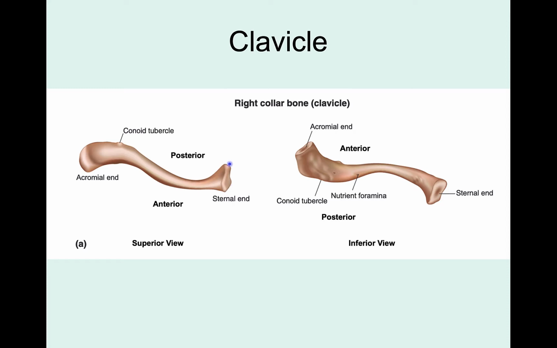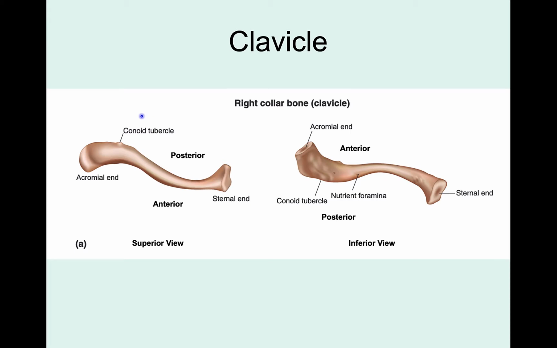Once you've found those projections, take your fingers and follow that bone. What you'll find is that that bone starts to come out anteriorly and then dips posteriorly as you move more laterally towards the acromial end. At the acromial end, that's where you'll have that articulation with your scapula.